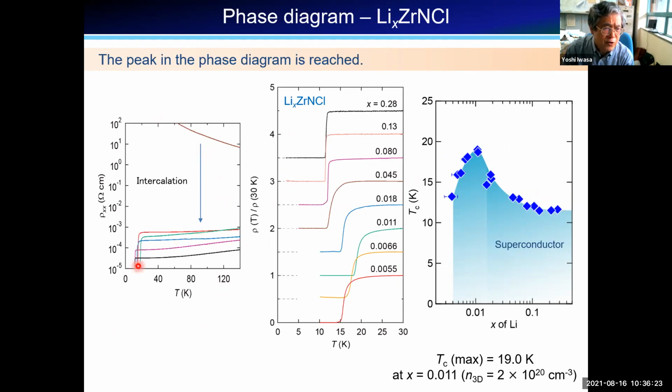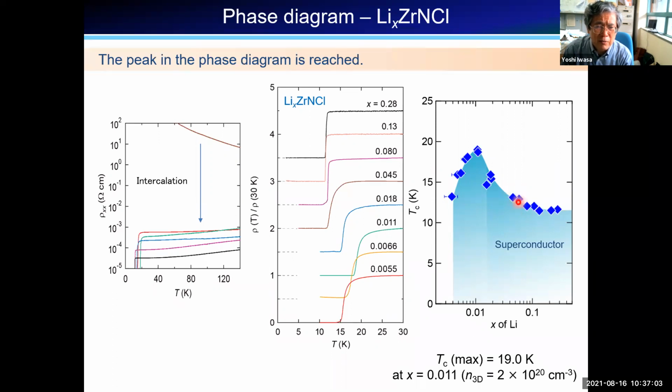If you zoom into this region, we see a quasi-continuous change of carrier density. With decreasing carrier density, Tc indeed increases, and at some point it starts to decrease. This is a summary of the phase diagram, Tc versus carrier density or lithium concentration x. It shows a peak here at a density of almost 1%. Down to here, we are able to access it in bulk, but below this, we are not able to access it in bulk.